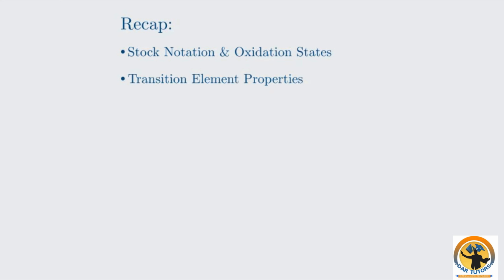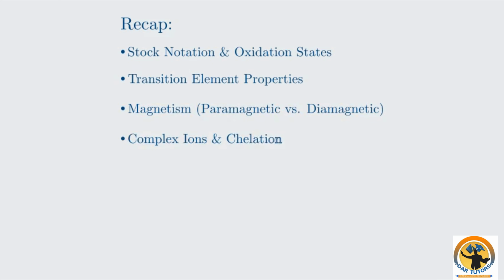That brings us to the end of this session on advanced inorganic chemistry concepts for IB Chemistry HL. We have covered a lot of ground today. We started with the systematic naming of compounds using Stock notation. We then defined transition elements, discussed their key properties, and distinguished between diamagnetic and paramagnetic materials. We explored the formation and structure of complex ions, including polydentate ligands and the chelate effect.